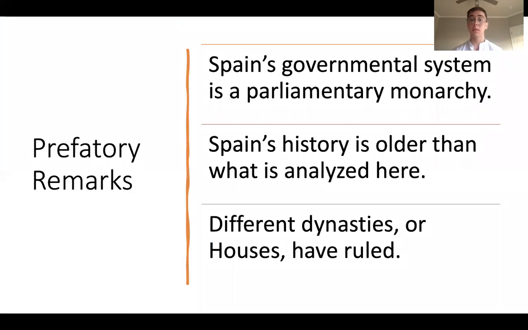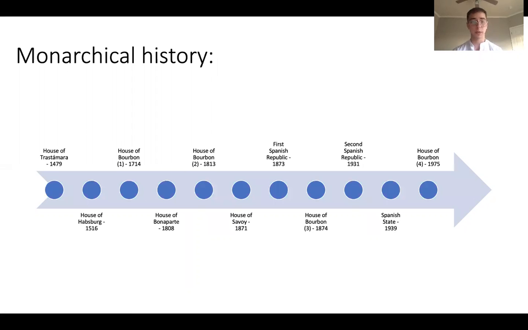Spain's governmental system is a parliamentary monarchy. Spain's history is much older than what is analyzed here. I only focus on the monarchical history of it, starting from the Catholic monarchs, and different dynasties or houses have ruled. All right, the monarchical history.